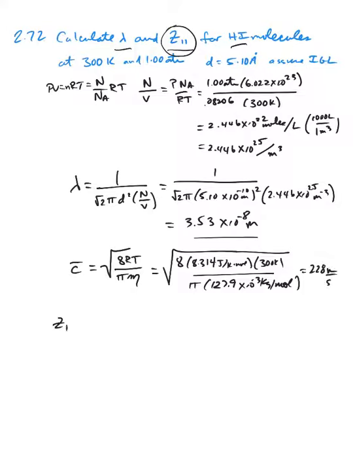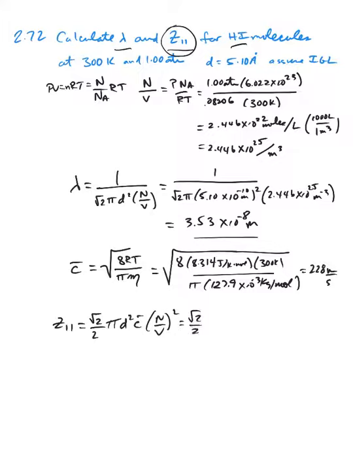The binary collision frequency looks like a little bit of a mess. There's a lot of numbers here, but you can do them one at a time. That's the square root of 2 over 2 pi d squared, the average speed times the number density squared.